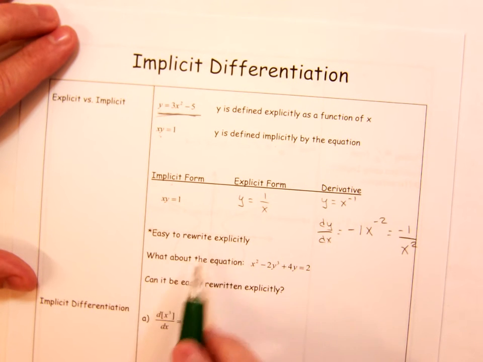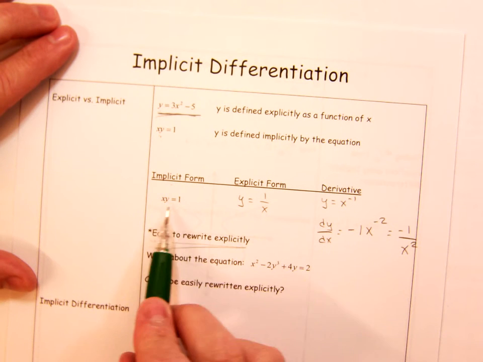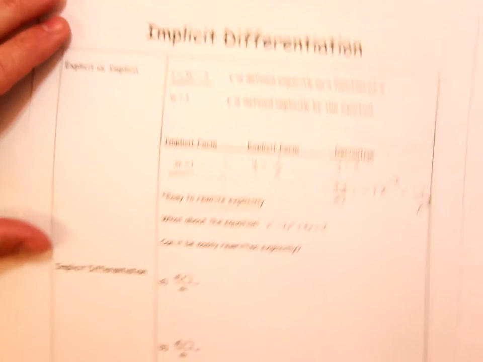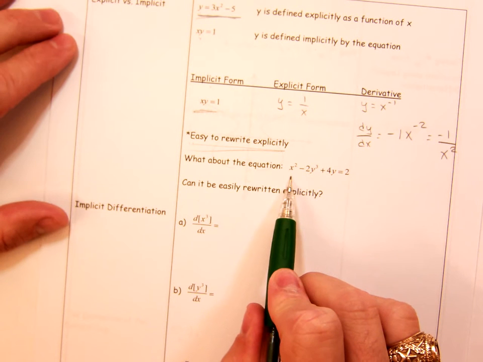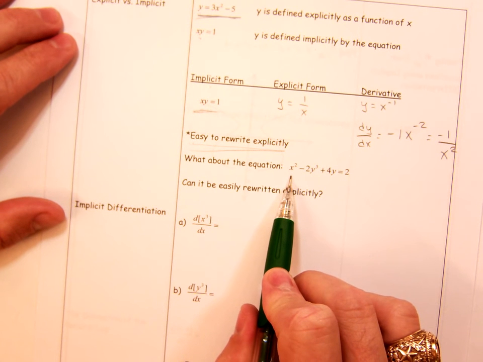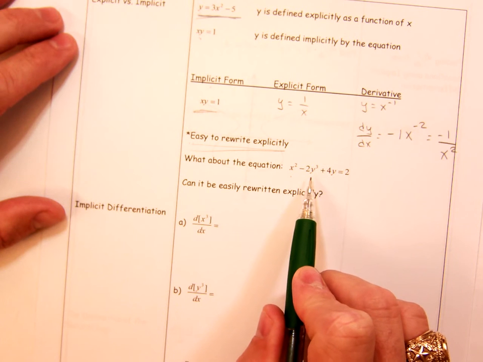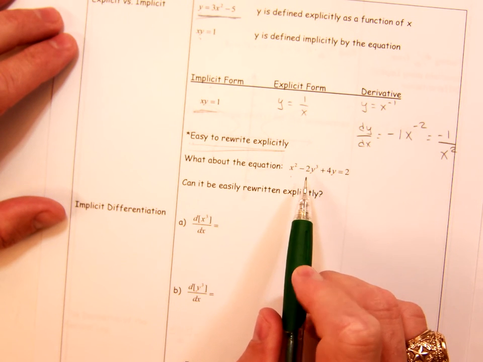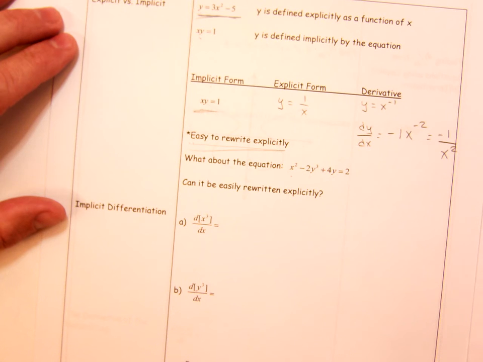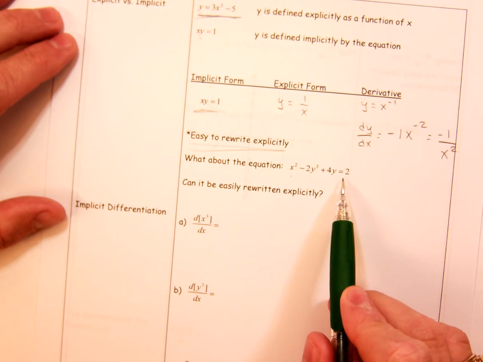So here's an example. This one was easy to rewrite, but the one right here is a little bit more difficult to rewrite. All right, it's hard to get this in terms of y equals, and the reason is because I've got y and y cubed. I could try to isolate y, but I still end up with y times y squared something. Okay, that one's hard to rewrite.